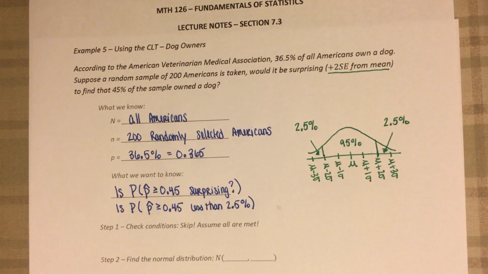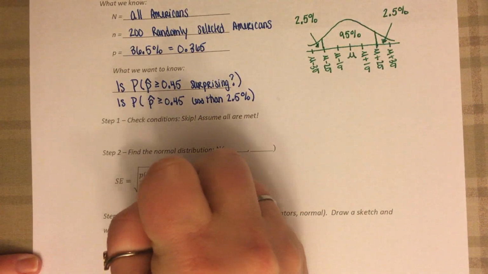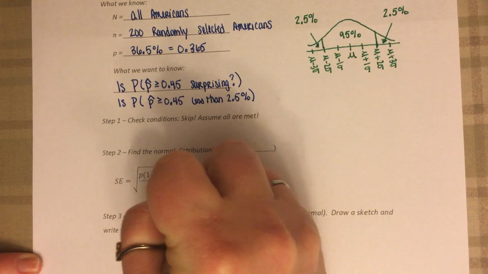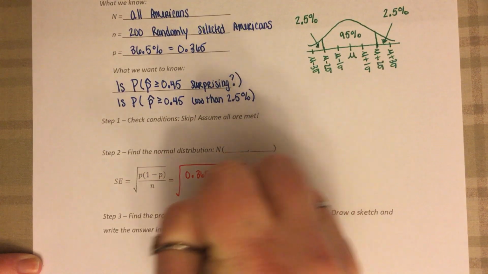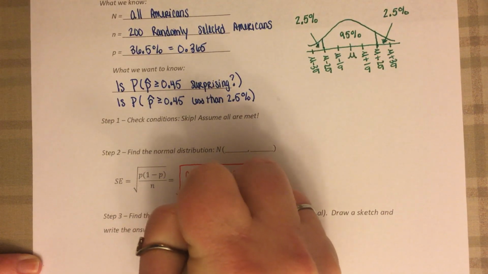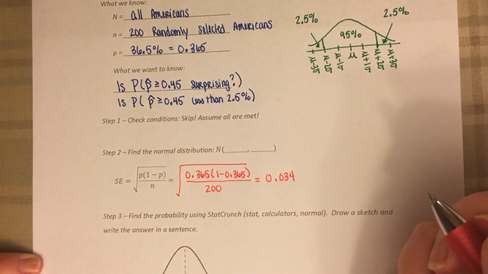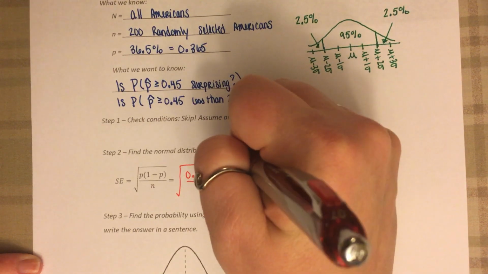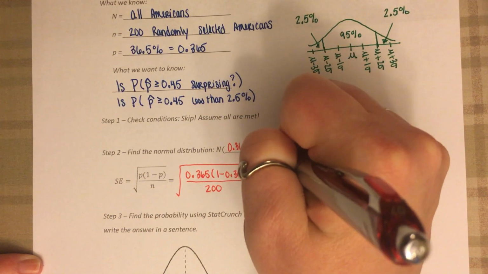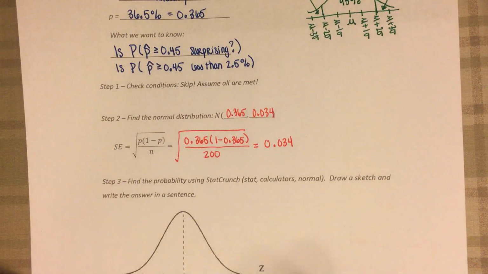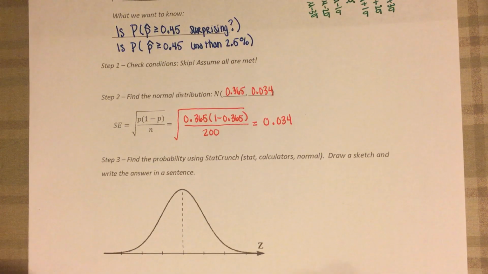All right, our first step, checking our conditions. Again, we're going to skip it. So we're going to jump right to our standard error. We're using our 36.5%, so 0.365 times 1 minus 0.365 divided by 200 is going to give us 0.034. So we have 0.365, 0.034. Apologize for the timer.